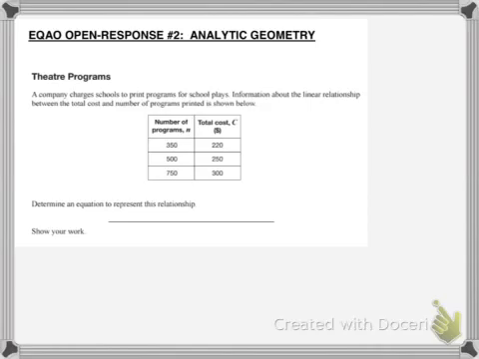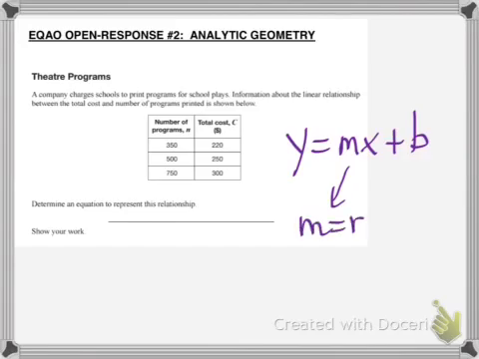Question number 2 is an analytic geometry problem. It reads, a company charges schools to print programs for school plays. Information about the linear relation between the total cost and the number of programs printed is shown in the table. Determine an equation to represent the situation. This is a situation where you need to find y equals mx plus b. And in order to do that, we have to find the rate, which is m, and then the initial value, which is b.